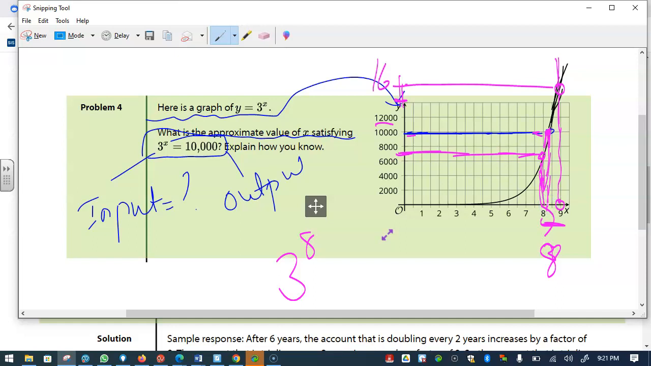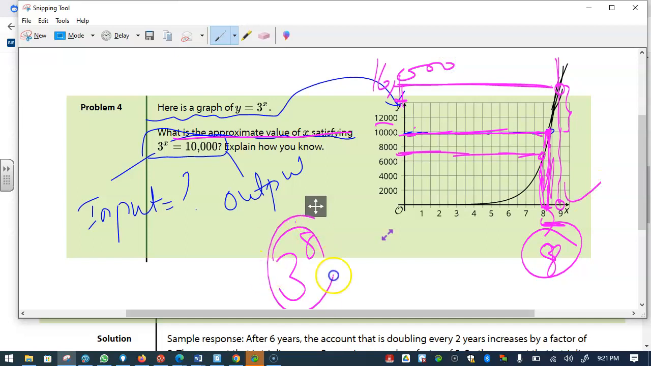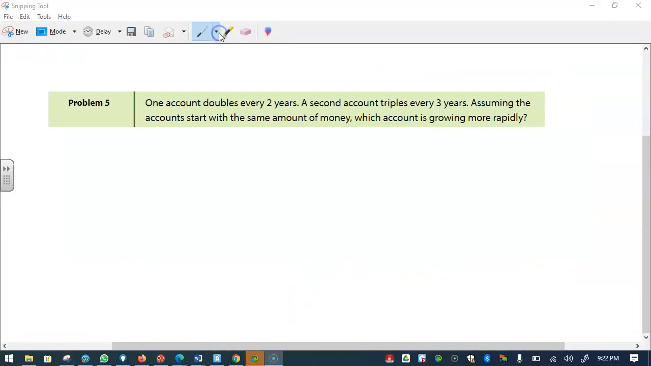So the question is, what is the approximate value of x? I would say it is 8, because the output is much closer to 10,000 at 8. Because if it is 9, it's quite up here. This is too much higher, almost like 16,000 maybe, but it's closer to 8. So I hope that helps. So the answer is 8. So x equals 8. Let's go to the next.